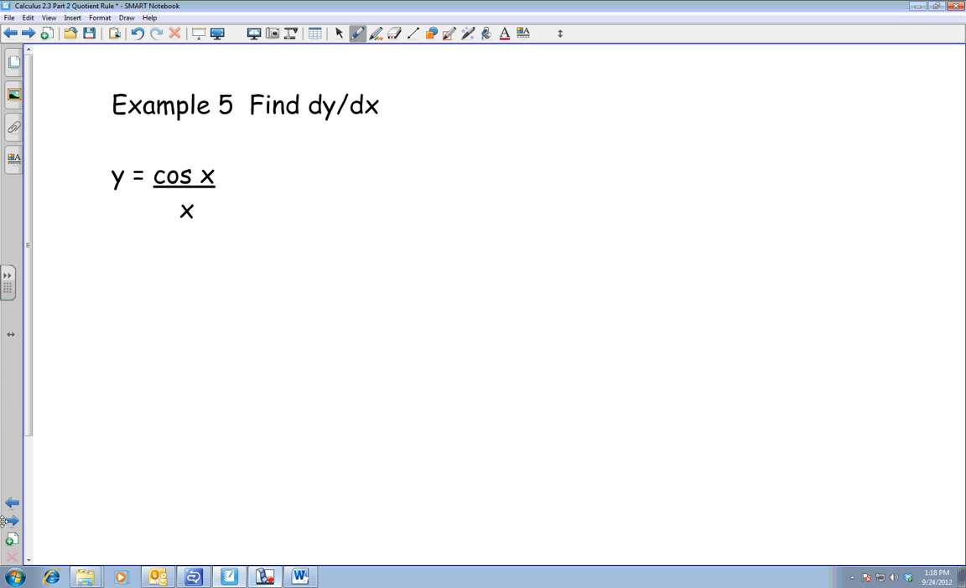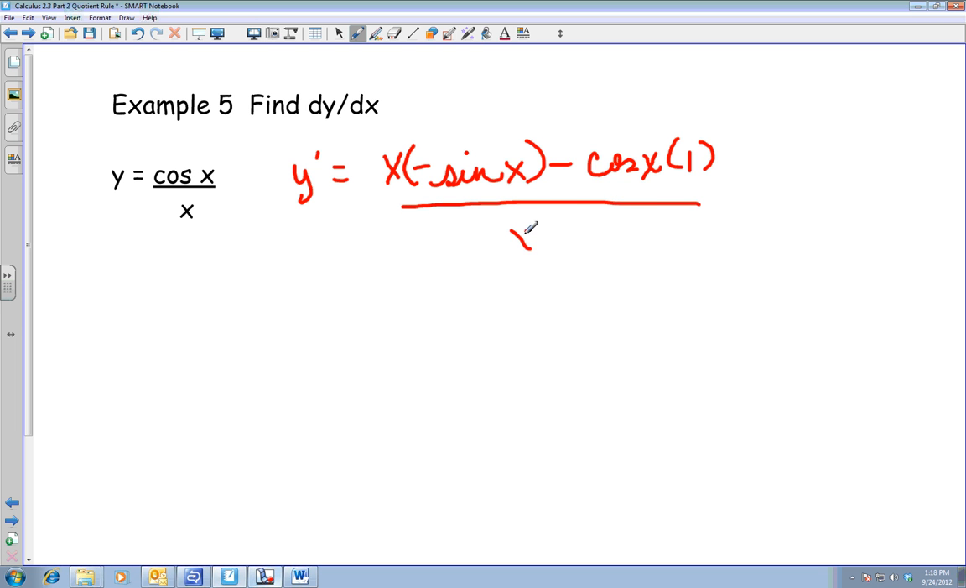Find dy dx. Okay, so again, I know it's the quotient rule because I'm dividing. So y prime equals low d high. Oh, I'm sorry, low d high. So my x term, my low term, times the derivative of my top term. So the derivative of cosine is negative sine x. So there's my low d high minus high d low. So cosine x times the derivative of the bottom, which is 1, all over my bottom term squared. So low d high minus high d low, cross the line and square the low.